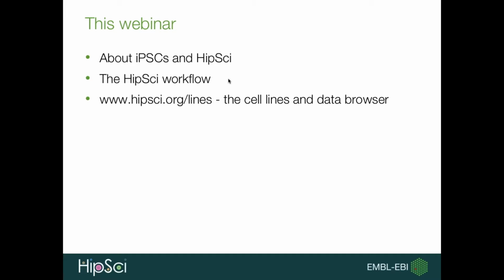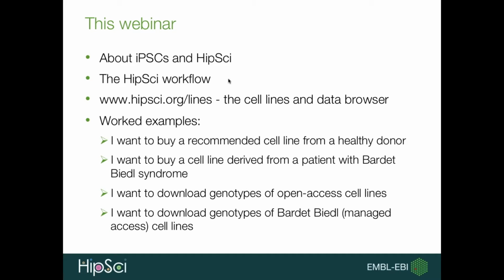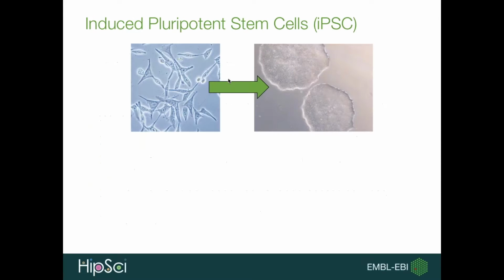This is at hipsci.org/lines. And this is our online resource, and this is the first place that you should come if you want to find out anything about the cell lines or the data from HipSci. And then we're going to go through some worked examples. These are typical user requests when they come to use our online resource, the kind of things you might want to ask. And I'll show you how you can use our cell lines and data browser to answer some of these questions.